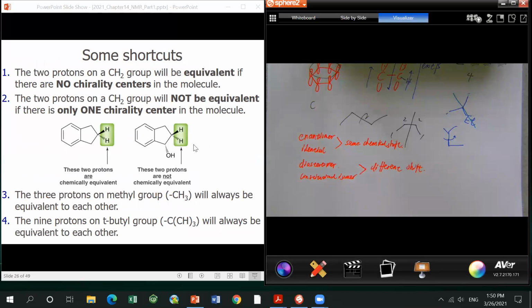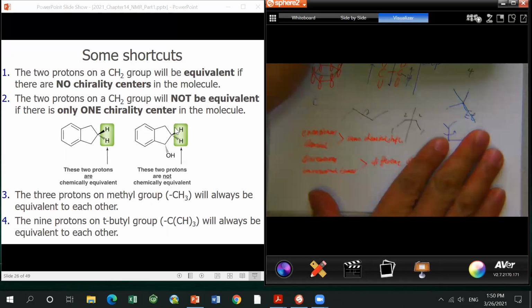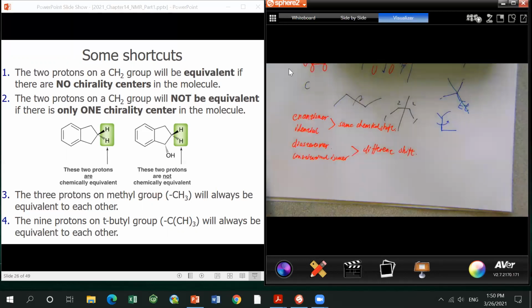So if we come to CH2, the two protons on the CH2, if there's no chiral center in the molecule, these two protons will have the same chemical shape. Example shown here: for this molecule, there are no chiral centers, so the two protons on the same carbon, the same CH2, have the same chemical shape. But if there's a chiral center in the molecule, the two protons on the CH2 will have different chemical shapes. That's not hard to understand.